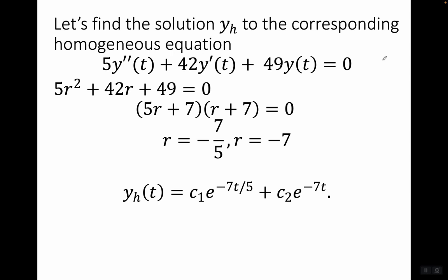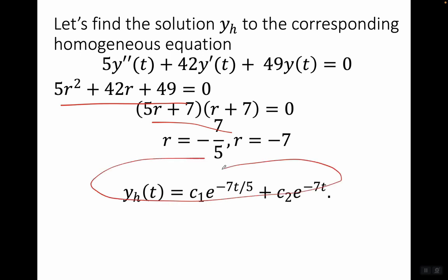Let's find the solution y sub h to the corresponding homogeneous equation 5y double prime plus 42y prime plus 49y equals 0. We've seen how to do this. We write this as 5r squared plus 42r plus 49 equals 0, which factors nicely: 5r plus 7, r plus 7 equals 0. So in other words, r equals negative 7/5, or r equals negative 7. So the solution to this homogeneous differential equation is y equals c1 e to the negative 7t over 5 plus c2 e to the negative 7t.